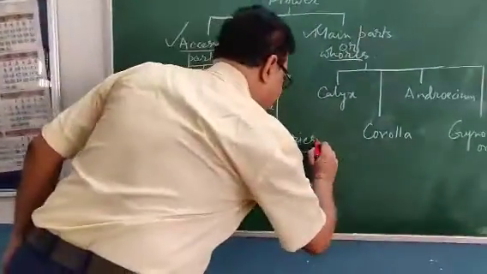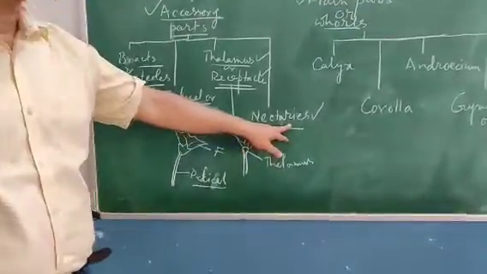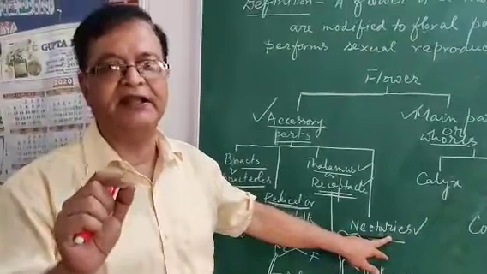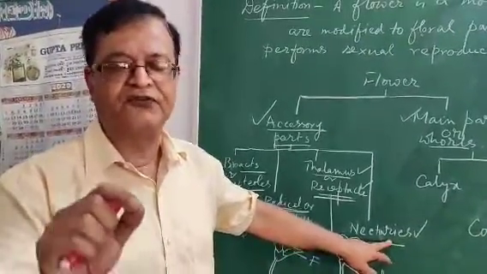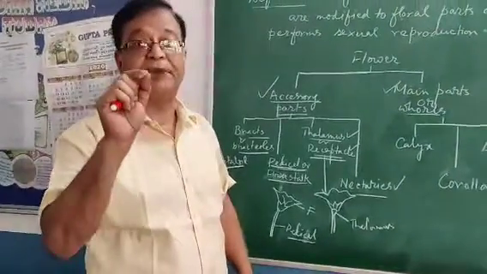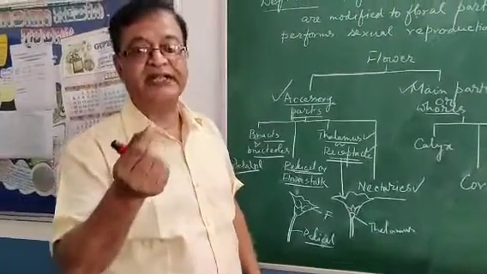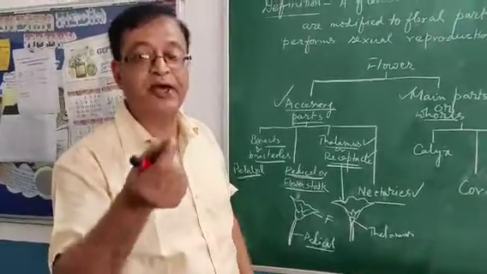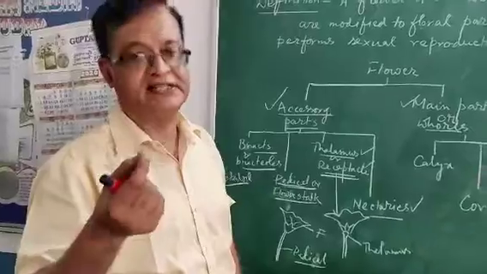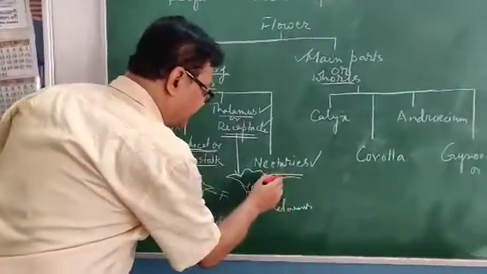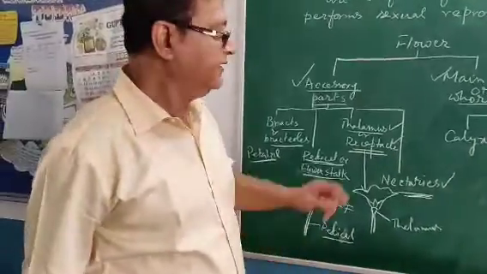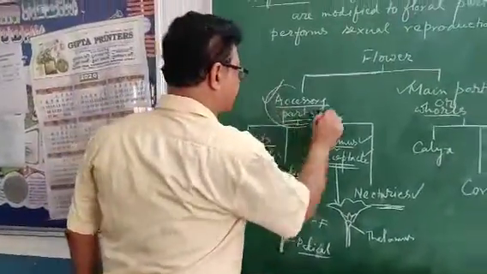And the fourth one is nectaries. Nectaries means some kinds of glands present in the flower. Mainly they are present at the base of the ovary or anthers or the base of the petals, which contain a sweet, sugary substance called nectar, which is food for the insects. These are called nectaries. This also helps the flower to attract pollinating agents. So these are the accessory parts.